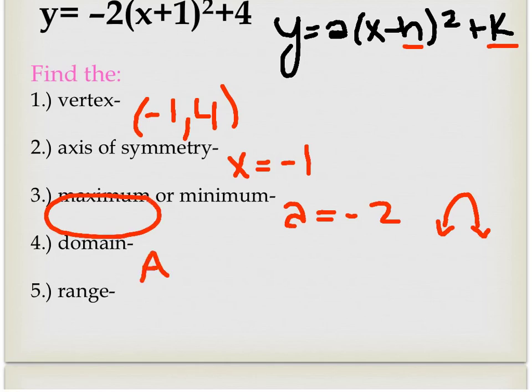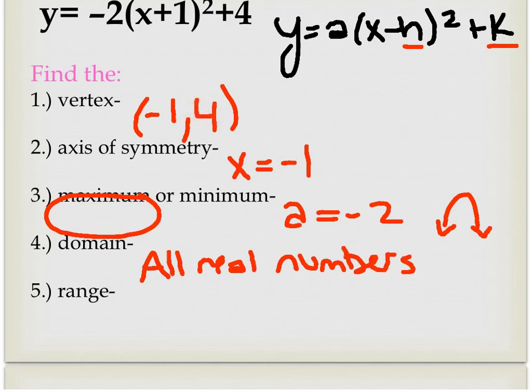So I'm going to have a maximum. My domain is always all real numbers. And then the range depends on the y coordinate of my vertex, which here is 4. Since I'm opening down, it's going to be y is less than or equal to 4. So those are all the y values I will achieve, and you can see that if you start plugging in numbers, y will always be less than or equal to 4.